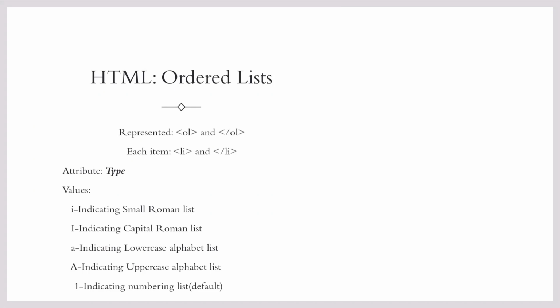Another attribute which helps you in controlling the list numbering is the number with which you want to start. By default, the list starts with 1, but if you want to start the list from a specific number, you can do that by mentioning the start attribute in the OL tag. Let's see an example.